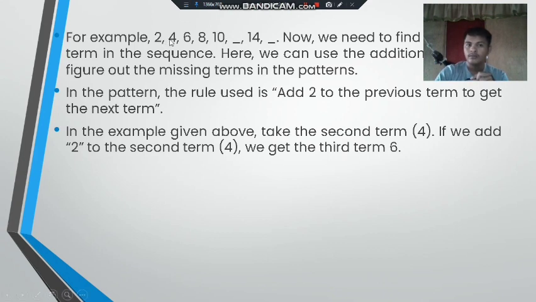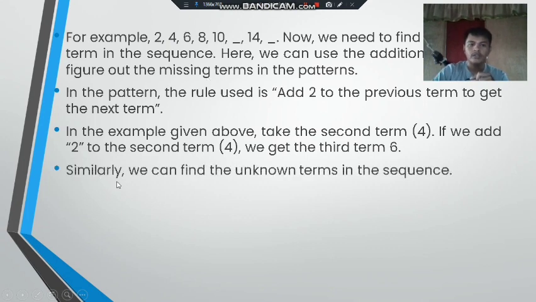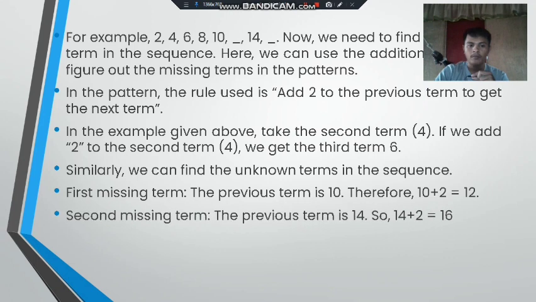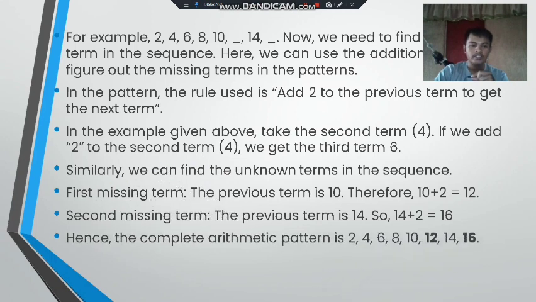2 plus 4 is equal to 6. That is the third term. Similarly, we can find the unknown terms in the sequence. The first missing term, the previous term is 10. Therefore, 10 plus 2 is equal to 12. So we have 12. Second missing term, the previous term is 14. So 14 plus 2 is equal to 16. So we have 16. Hence, the complete arithmetic pattern is 2, 4, 6, 8, 10, 12, 14, 16.